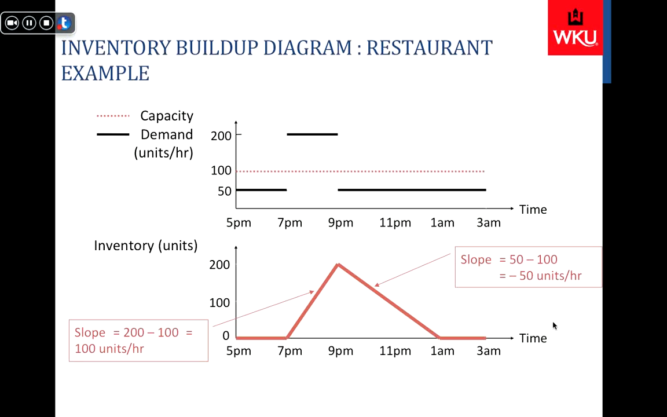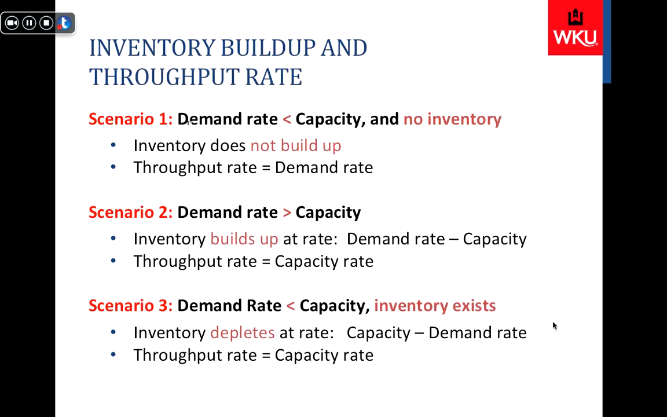This will clarify the difference between the capacity and demand rate and how we accumulate inventory in the system. So we have 3 different scenarios. The first scenario is if demand rate is less than capacity and there is no initial inventory, inventory does not build up. And the throughput rate is equal to demand rate because the demand rate is less than the capacity.